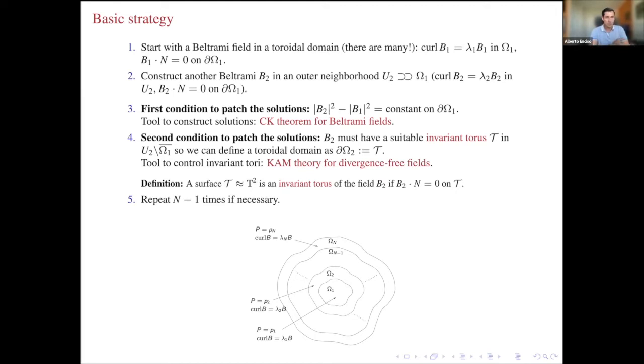Toroidal surfaces to which a vector field is tangent are just invariant tori, so that means we are looking for invariant tori of this Beltrami field B2. And we have a tool for that, called KAM theory. That's the second tool we will need, a kind of KAM theory for divergence-free fields. And that gives you a slightly larger toroidal domain that we have constructed by enlarging omega 1. If you want to have not just one layer, but many layers, just rinse and repeat. Do that as many times as you wish. And that's the proof of the theorem.